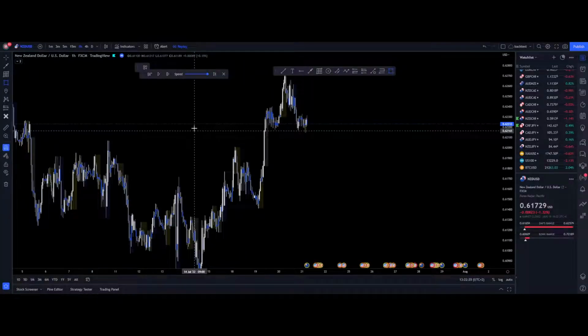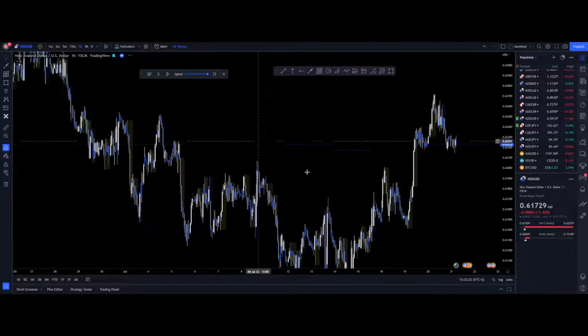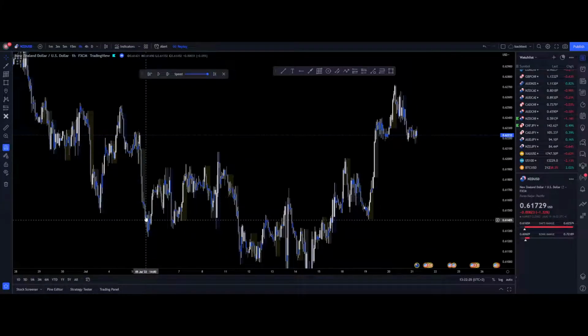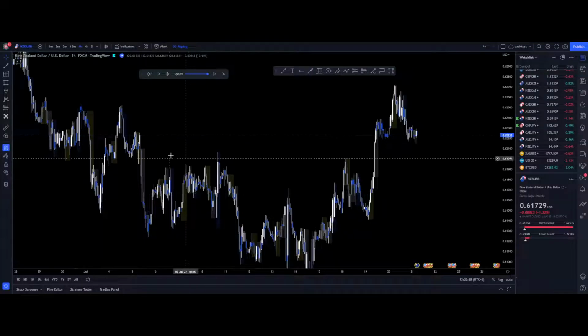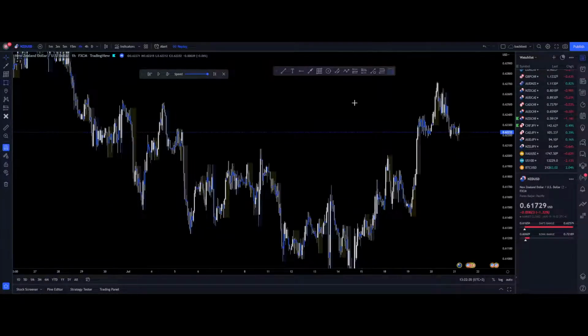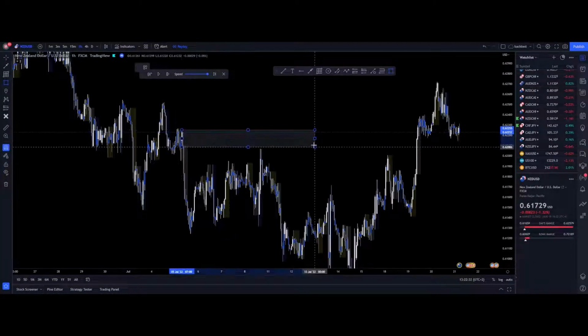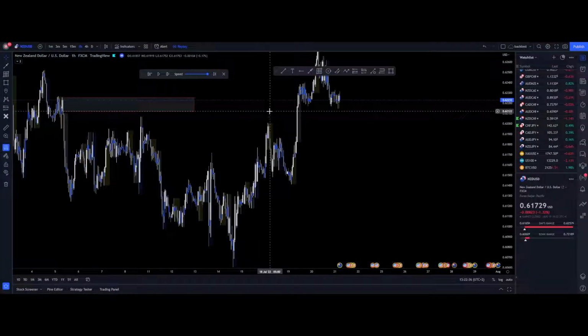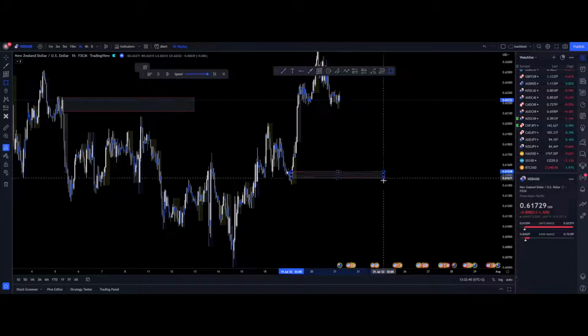So let's say you have a zone that broke structure, like right here. There's a massive impulse, as you can see, to the downside. We're on 1 hour right now. So basically this would be an important zone, right? And over here as well, massive impulse, important zone as well.